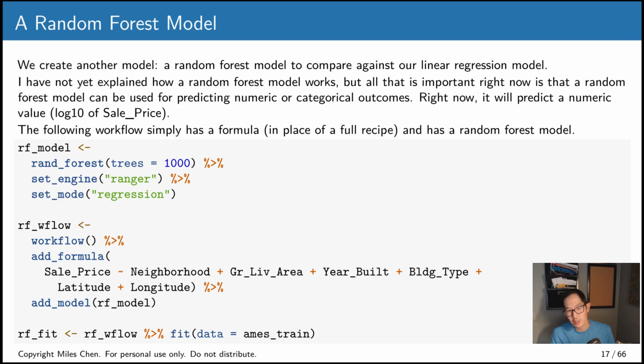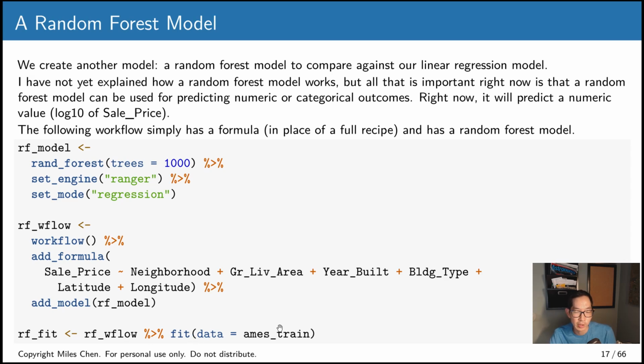It also doesn't care if things are on a log scale or if they've been transformed with a spline or something like that, because all it does is say values bigger than this number go on this side of the split, and values smaller than this number go on the other side. So as far as the random forest recipe, we just need the formula, which says these are the variables we're going to use. We're using the same variables: neighborhood, ground living area, year built, building type, latitude, longitude, and we're still trying to predict sale price. So that's going to be our workflow. And then what do we do with that workflow?